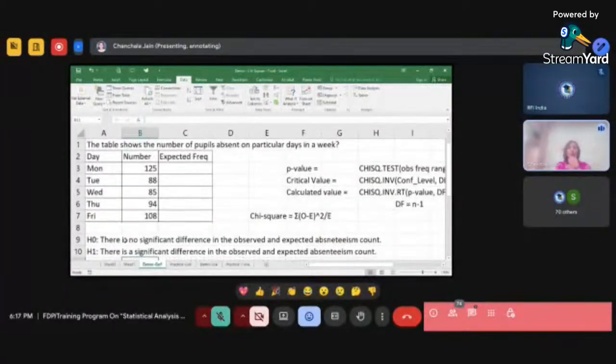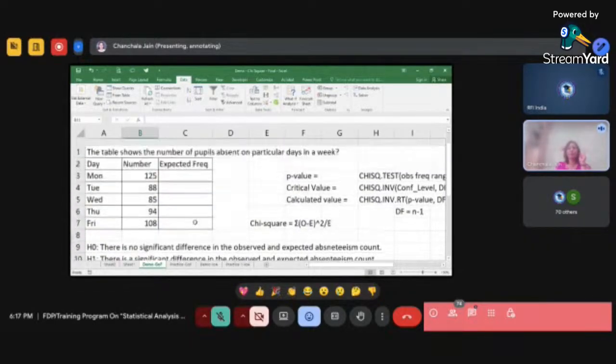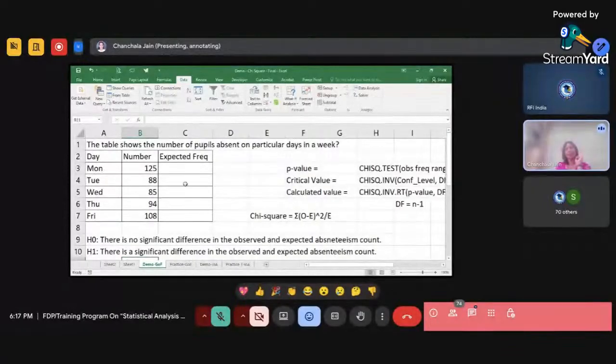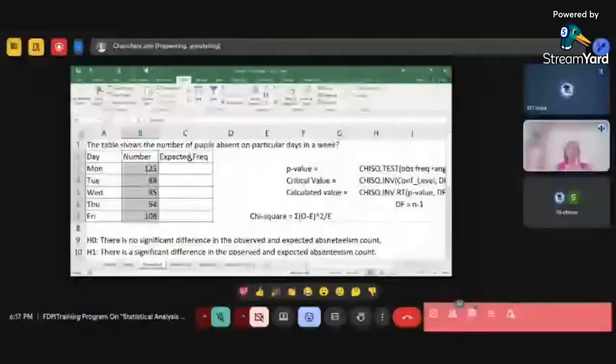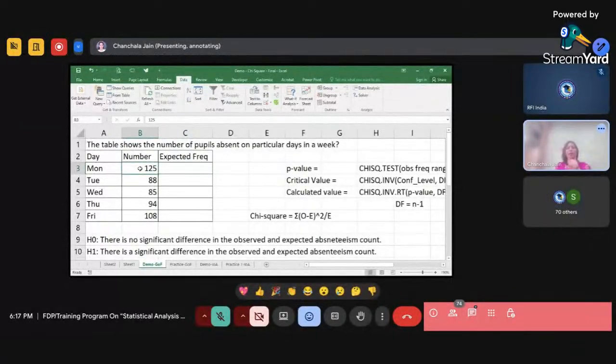I already told you we want to perform the chi-square goodness of fit here. And chi-square goodness of fit requires two types of frequencies: one is the observed, the second is the expected. The observed frequency is already given to us. Now we need to calculate the expected frequency. I think I already told you how to calculate expected frequencies here, by getting the average of the observed count. Yes or no? Yes, ma'am.